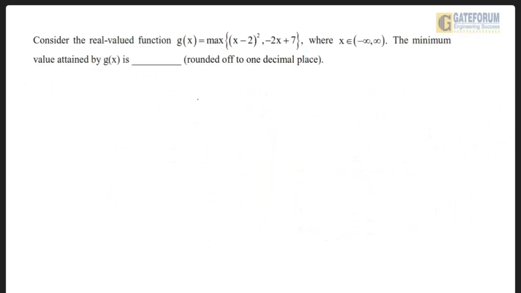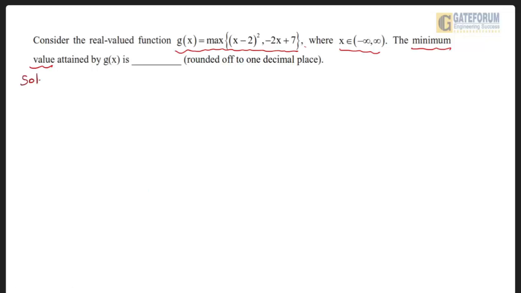Consider the real valued function g of x is equal to maximum of the set (x minus 2) whole square, comma, minus 2x plus 7, where x belongs to the open interval minus infinity comma infinity. The minimum value attained by g of x is. This is from engineering mathematics, from the topic calculus, subtopic maxima minima. The solution is. So this is the function. It is a different type of function, not given directly as x square or x square plus 2x plus 7 like that. Maximum of two functions is given. This is the domain. Finally, the question requires the minimum value. Take care. Very, very tough problem.